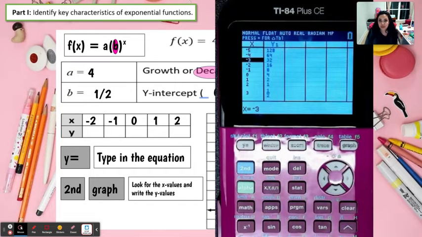In your table, you're looking for the x values and you're writing down the y values. So here we started with -2. I want to go to -2 on my x and write what the y value is, and then move all the way down. So that's 16, 8, 4, 2, and 1.